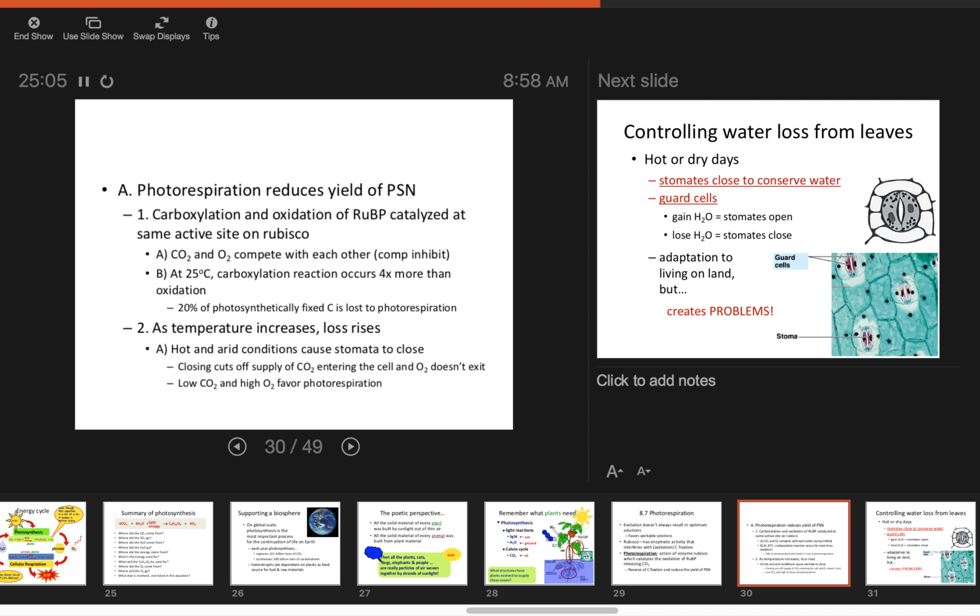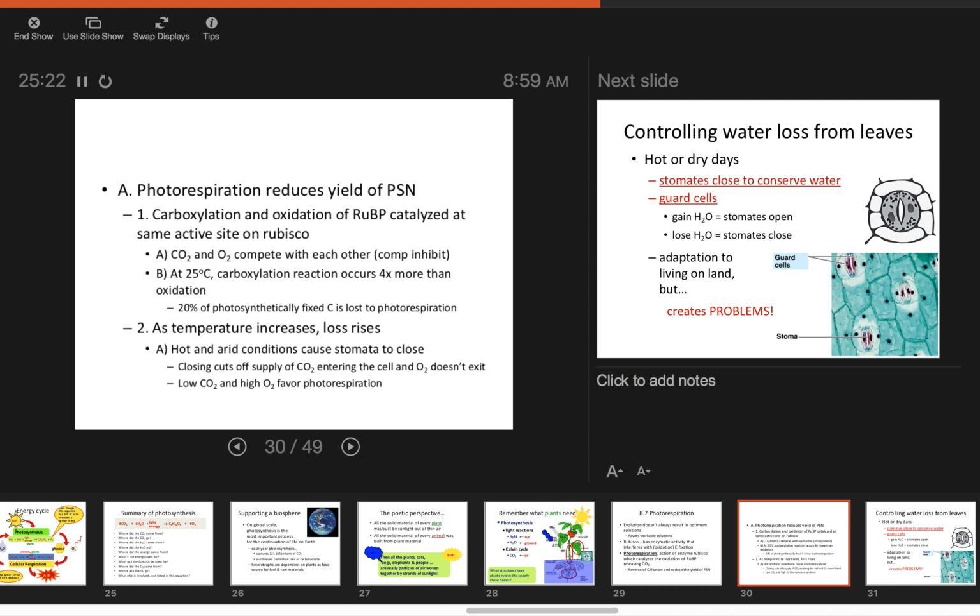They've looked at how temperature increases affect the loss of yield. So at 25 degrees Celsius, the carboxylation reaction occurs 4 times more than oxidation, which is good. Carboxylation means we're fixing carbon. 20% of photosynthetically fixed carbon is lost to photorespiration. So as temperature increases, the loss continues to rise.